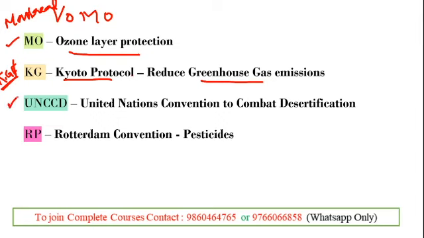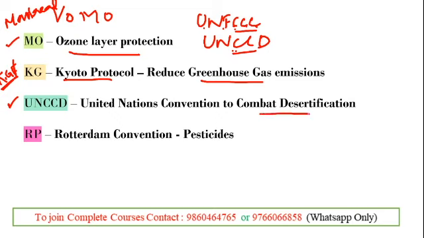Clear? Then UNCCD. You can simply relate UNFCCC and UNCCD. Here both have 3C and 2C. This is the Convention on Climate Change, the UN Framework Convention on Climate Change. Here is the UN Convention to Combat Desertification.